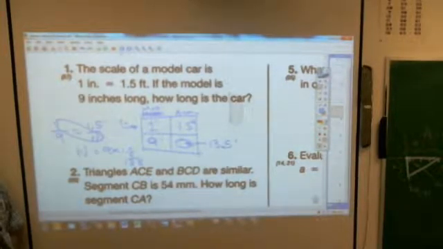Yes, sir. What is the answer for 4? The answer to 4 is 314 centimeters cubed.